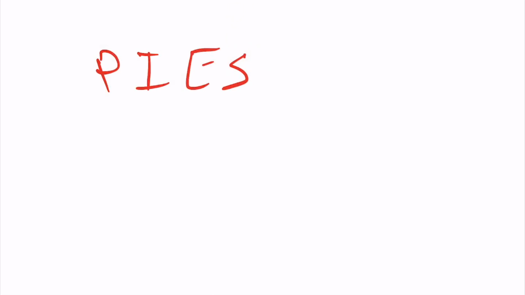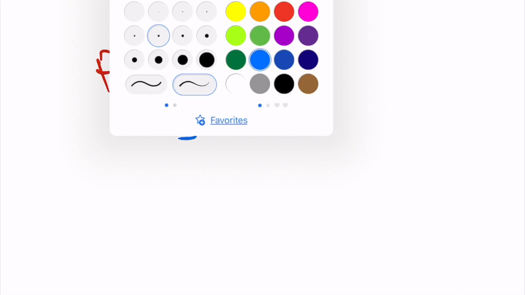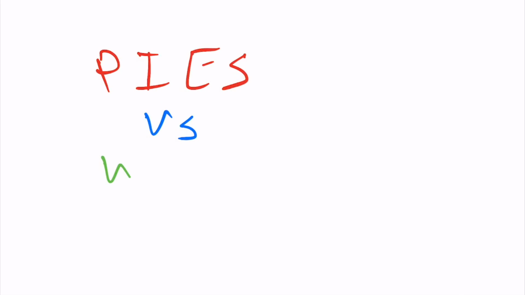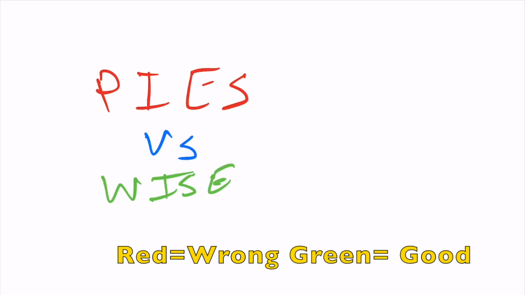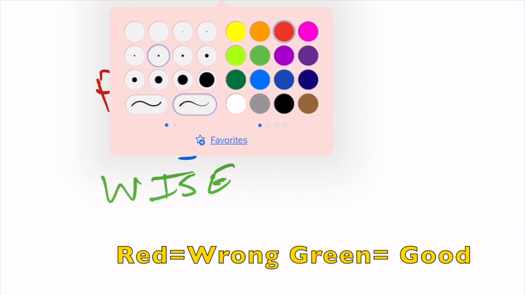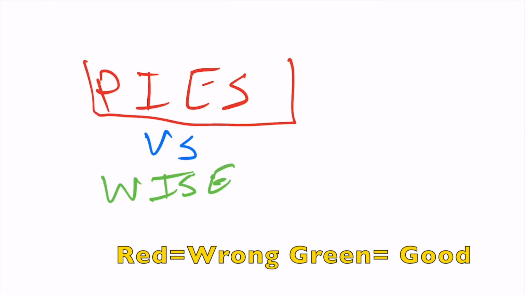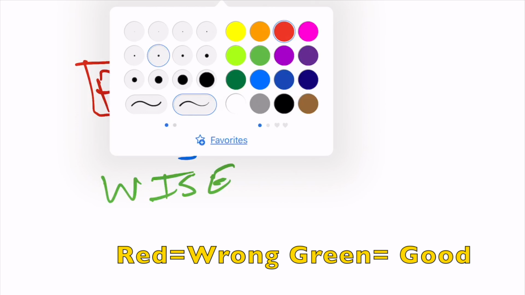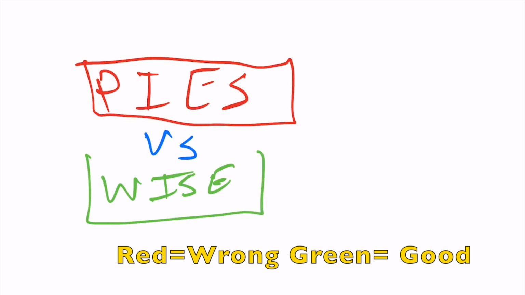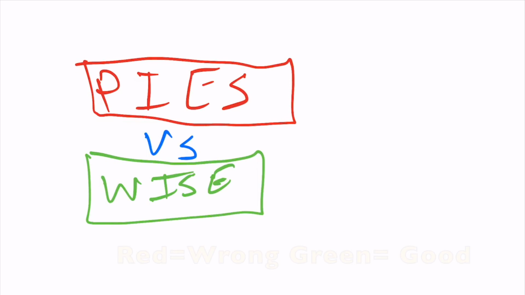Okay, let's jump right into the PIES versus the WISE model. When you see something red, it should immediately tell you that there is something wrong about that strategy. And when you see something green, it should tell you this is probably the strategy that you would like to go with. So, what is the PIES model?